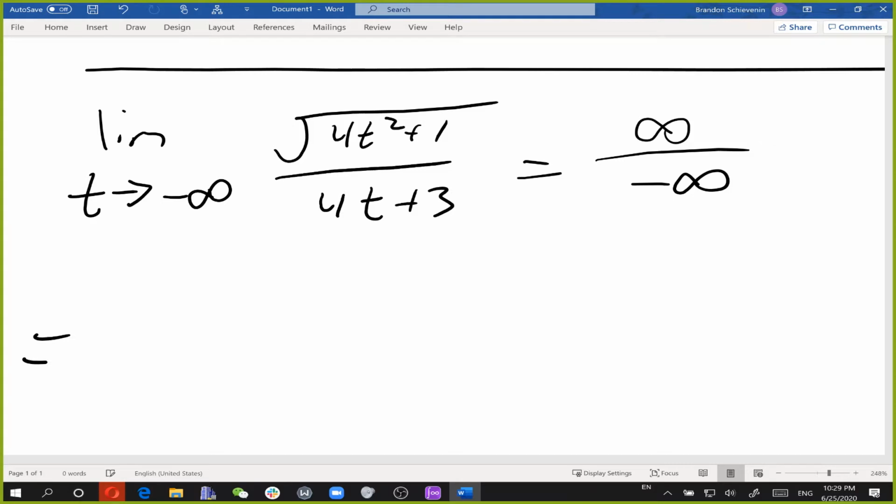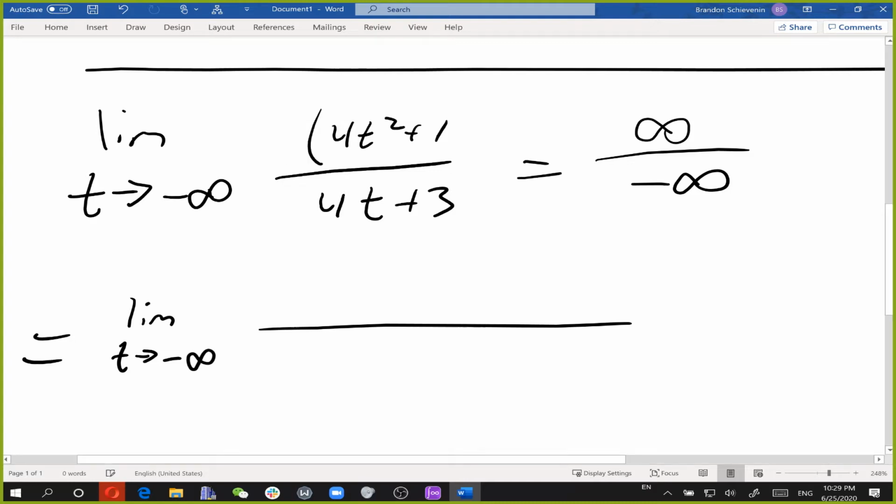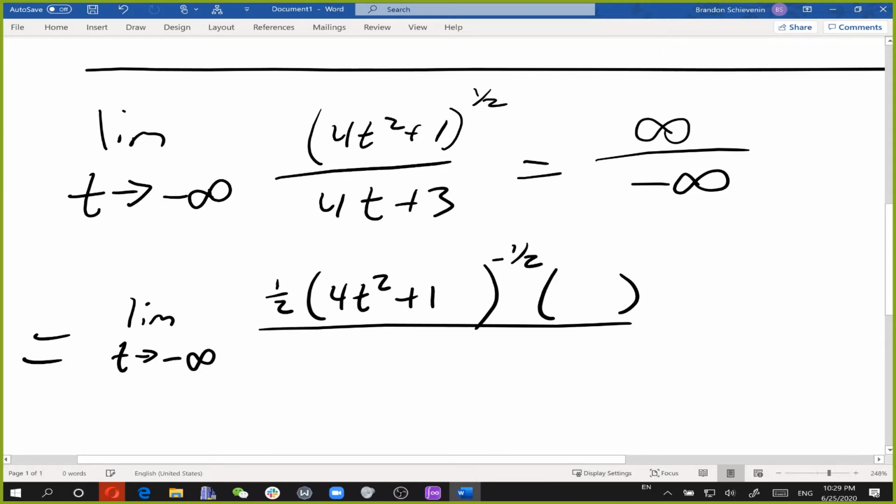This limit should also be equal to the limit as t approaches negative infinity of the derivative of the numerator. So that would be, rewrite this really quick, that square root is the same thing as raising something to the 1/2 power. So when I derive this, this will be 1/2 times 4t squared plus 1 to the negative 1/2 power times 8t divided by 4. Is everyone okay on the first step?